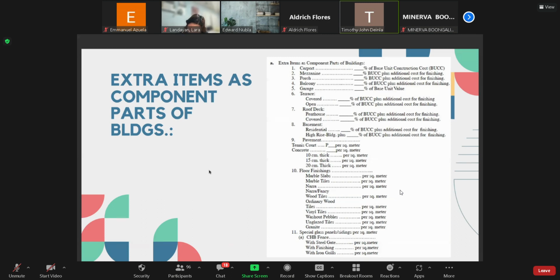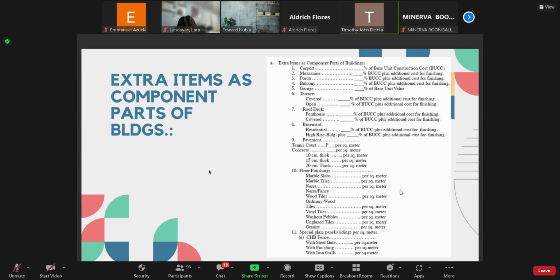So di ba kanina kinuha natin yung base unit construction cost. So that is referring to the building itself, sa structures. And aside from that, we also need to derive yung mga iba pang parts ng structures aside from the main part, which may include carport, mezzanine, porch, balcony, garage, terrace, and whether it's a covered or open type. We also have roof deck, basement, pavement, floor finishings.